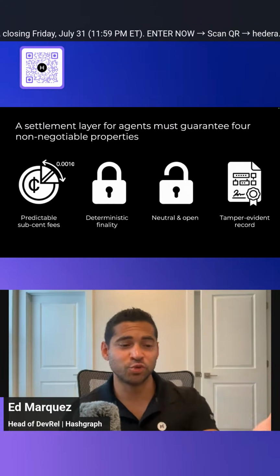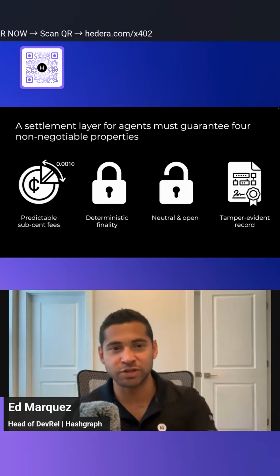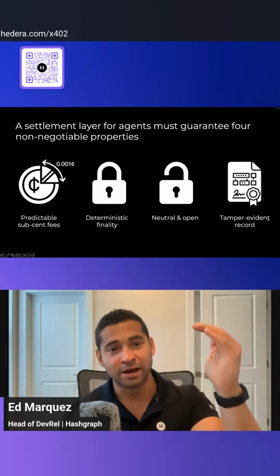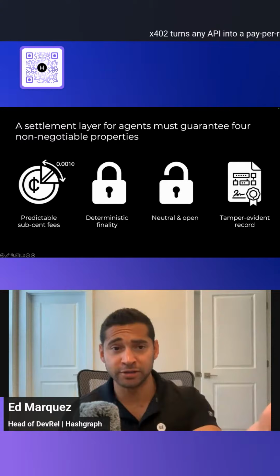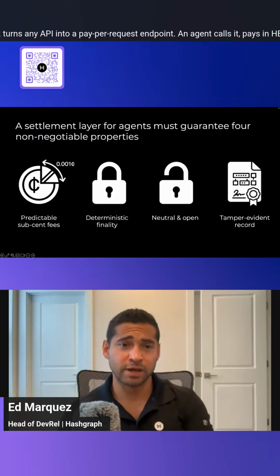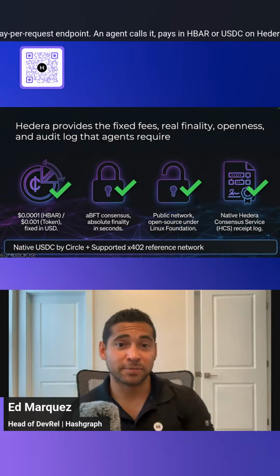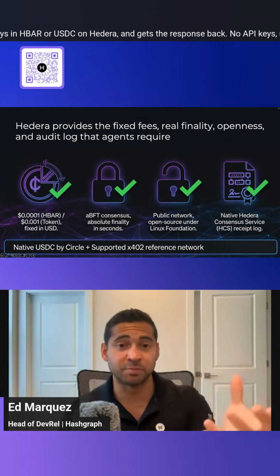And then, of course, you want a tamper-evident record, because nobody's watching these exchanges happen in real time. But if you have a verifiable receipt trail that you can then reconcile and audit if necessary, that's a huge value add. And so I would say that, on Hedera, x402 is a perfect fit, right?